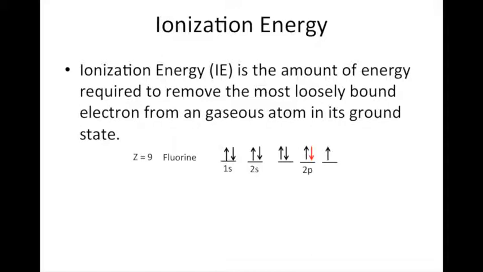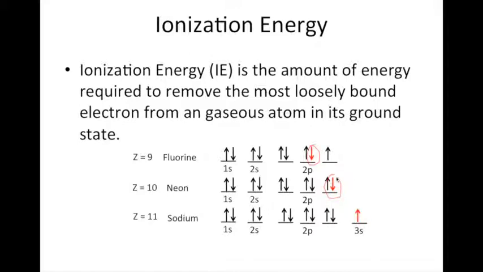So for example, if we had a fluorine atom in its gaseous state, this would be its ground state electron configuration. The ionization energy would be the energy required to remove this electron in red. This is the most loosely bound electron, the last one that's added. For neon, same thing. This would be the first electron that we would remove. And for sodium, we would be removing the 3s, so its outermost highest energy electron.